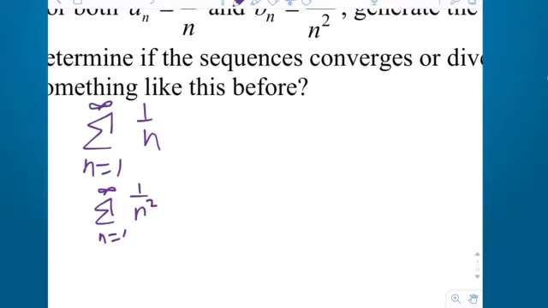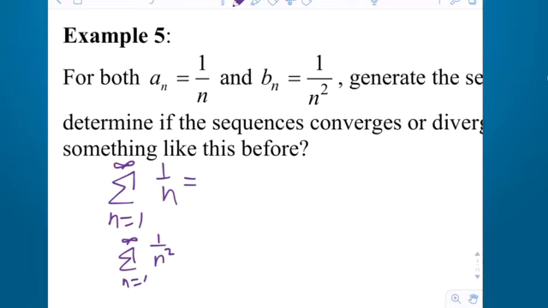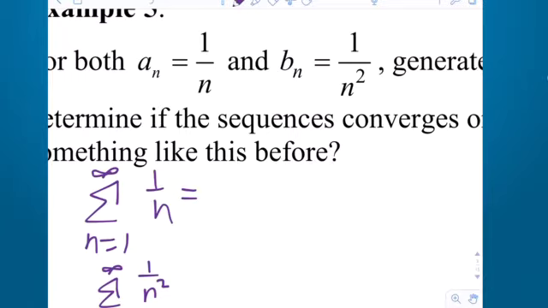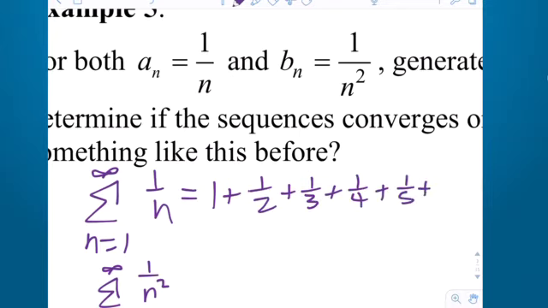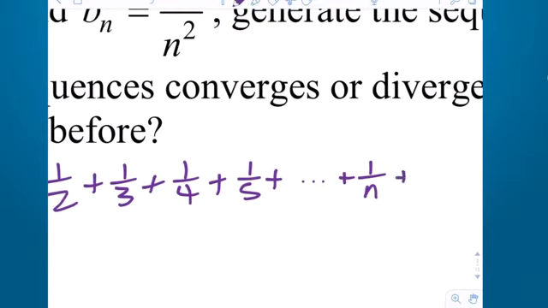But what I want to know is if I start adding the terms in the sequence, does the sum converge or diverge? All right, so let's go ahead and start listing out some of the terms. The series from n equals 1 to infinity of 1 over n. If you start listing terms, when n equals 1, you get 1, and then plus, instead of comma, 1/2, plus 1/3, plus 1/4, plus 1/5, plus dot, dot, dot, plus 1 over n, plus dot, dot, dot.